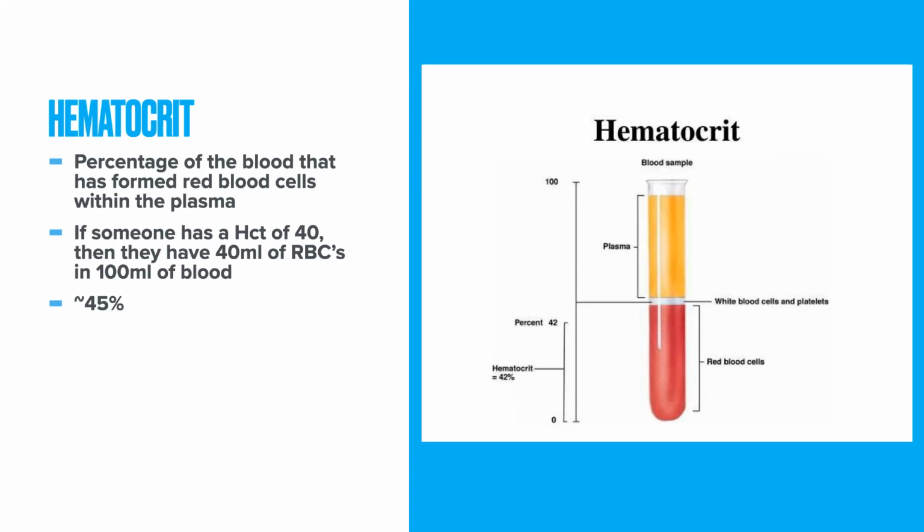If somebody has a hematocrit of 40, then they have 40 milliliters of red blood cells in 100 milliliters of blood.